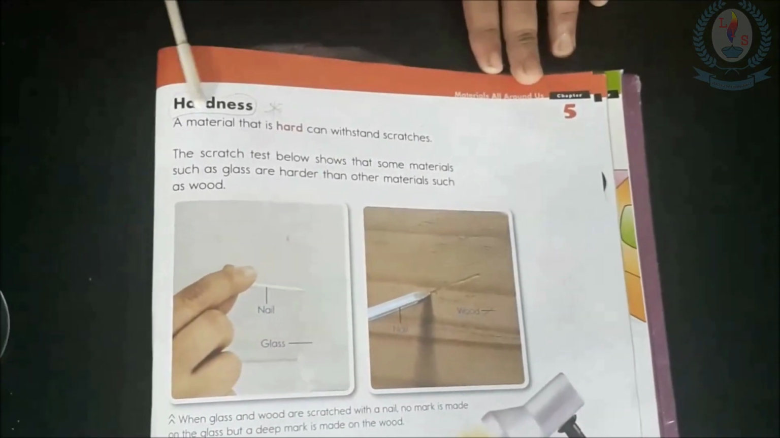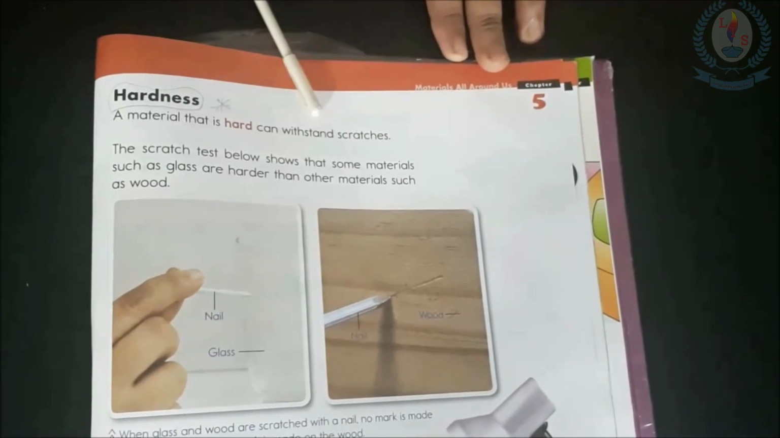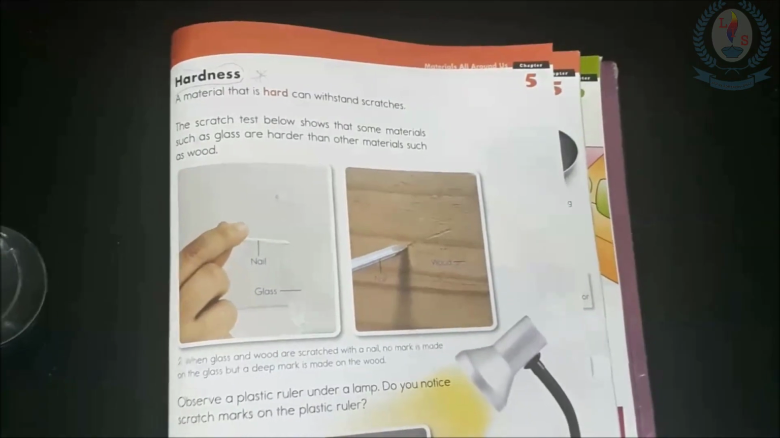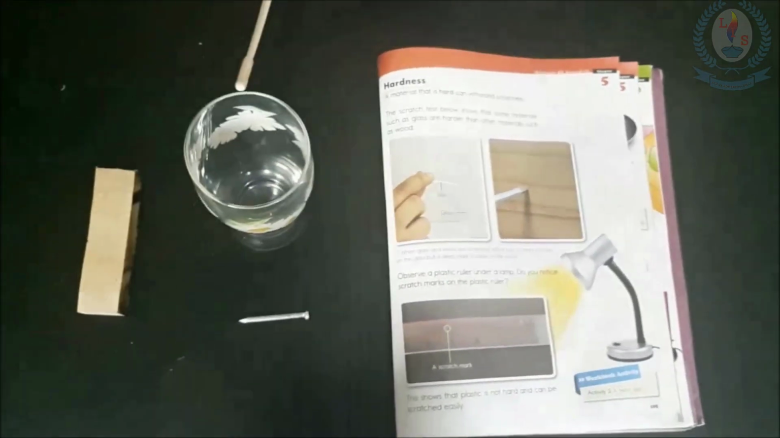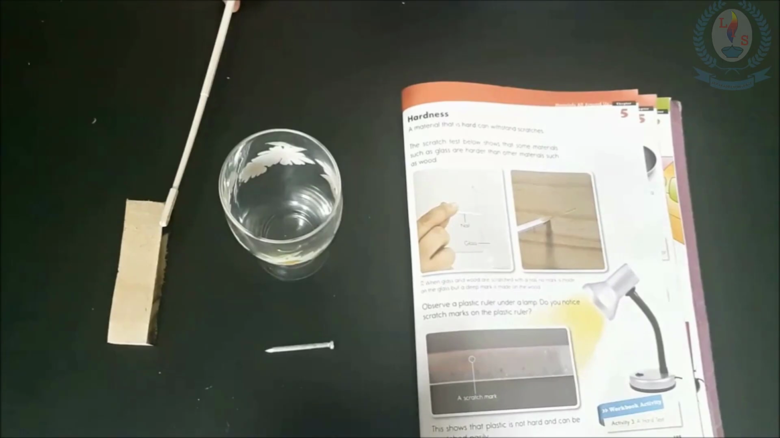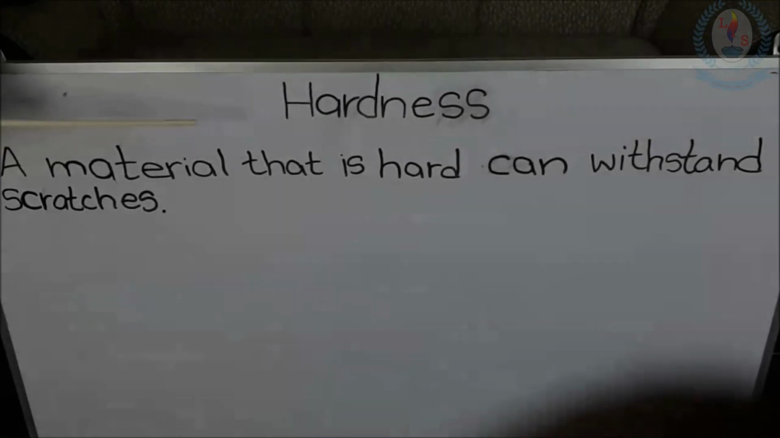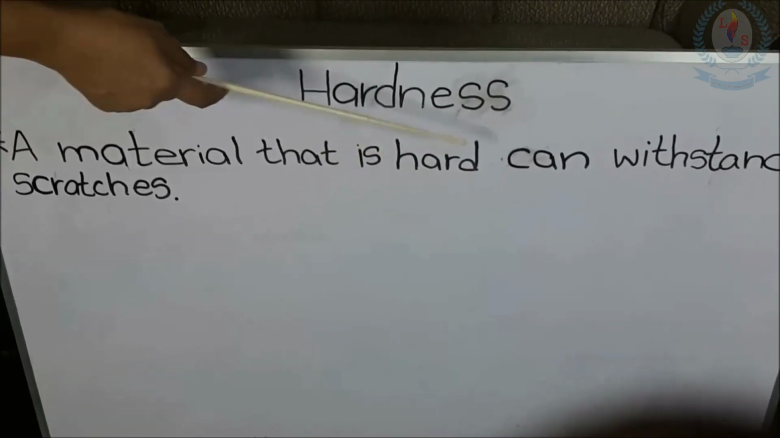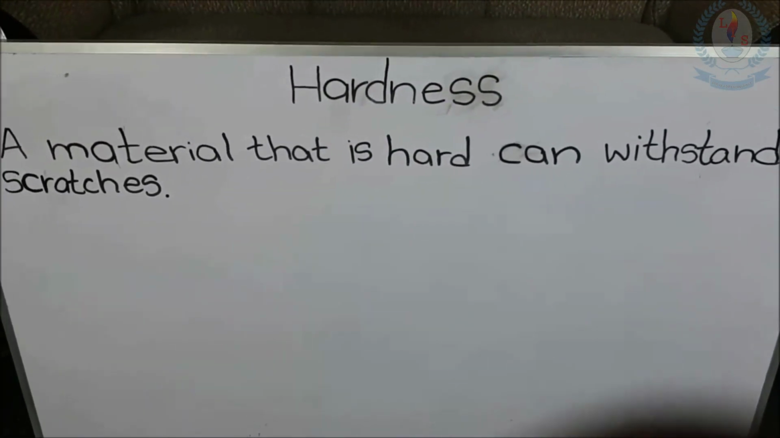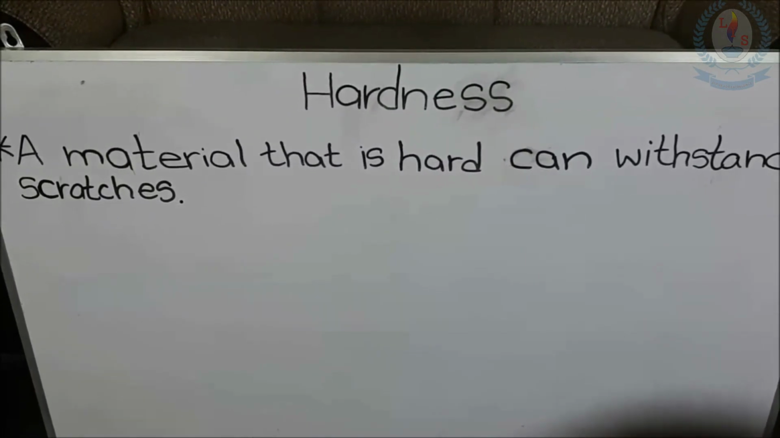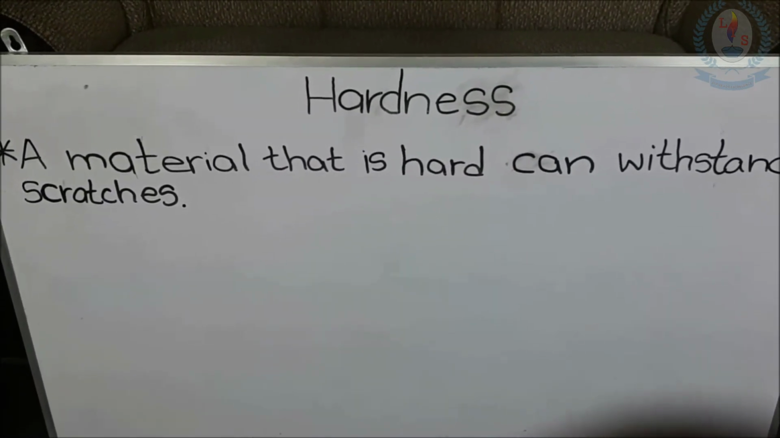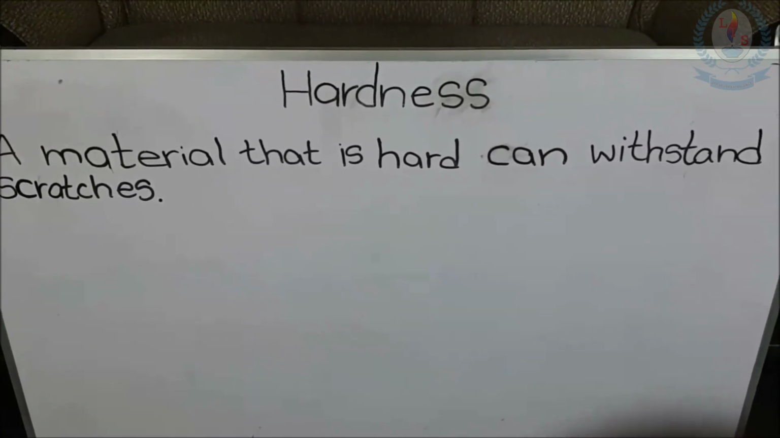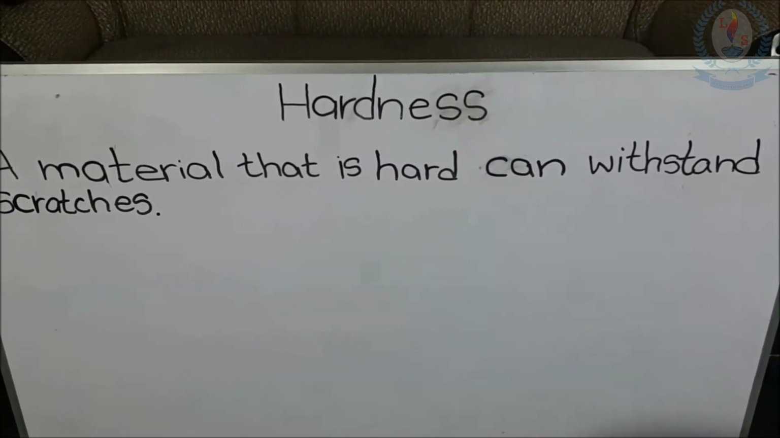Hardness. A material that is hard can withstand scratches. We are going to show the hardness between glass and wood. Now we are going to do a scratch test that shows some materials such as glass are harder than other materials such as wood. I will show you that.